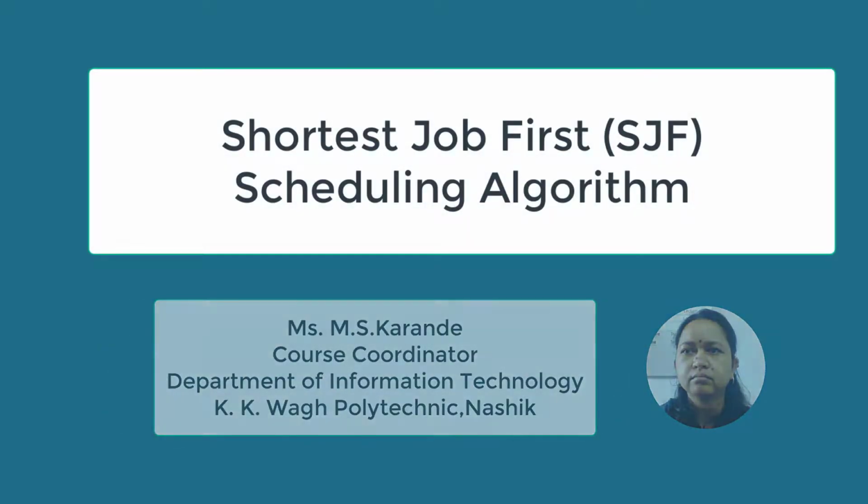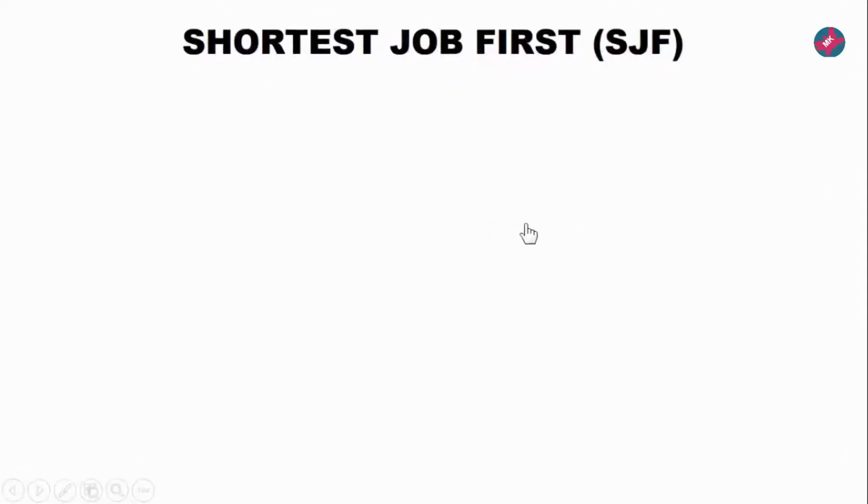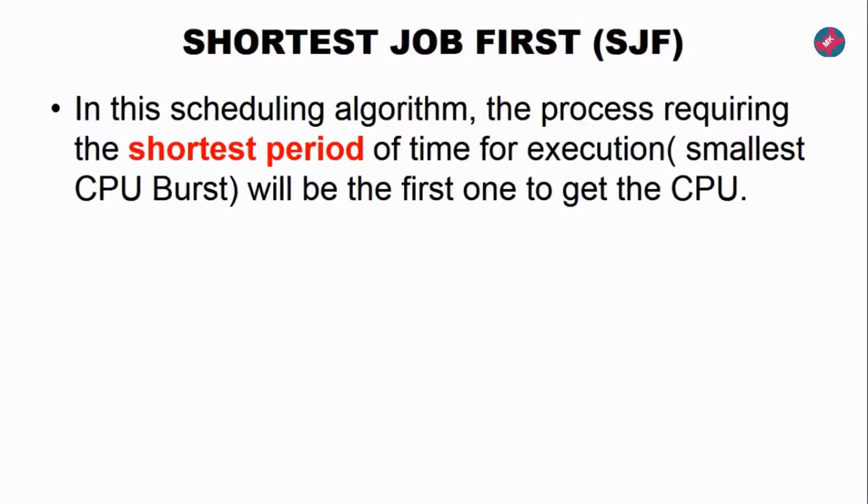Today we are going to discuss shortest job first. As the name suggests, in this scheduling algorithm, whichever process or job has the shortest CPU burst will be given the CPU first. So this is the logic behind shortest job first. The process requiring the shortest period of time for execution, that is, the smallest CPU burst.